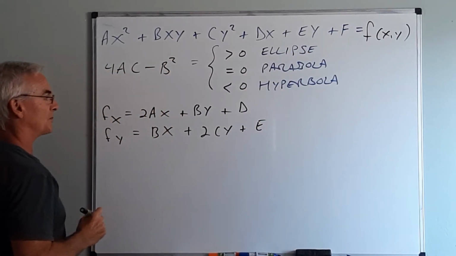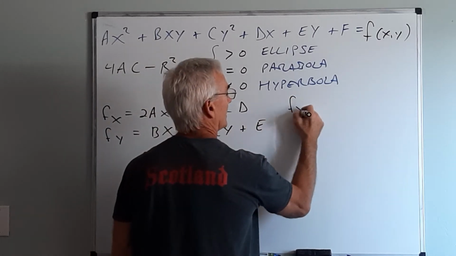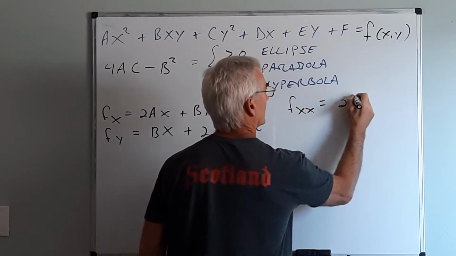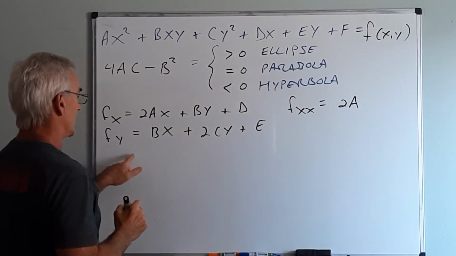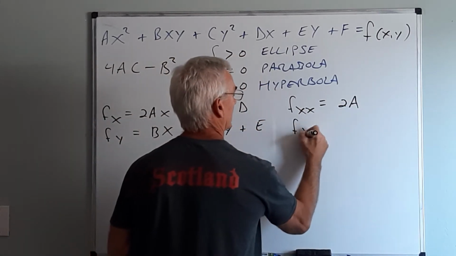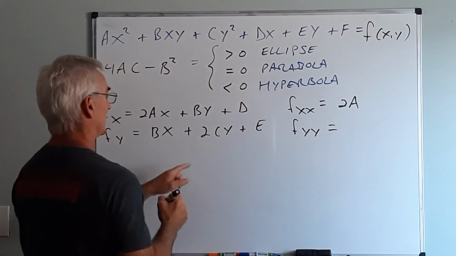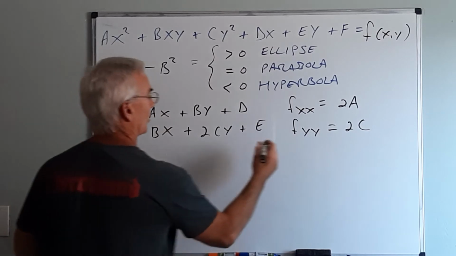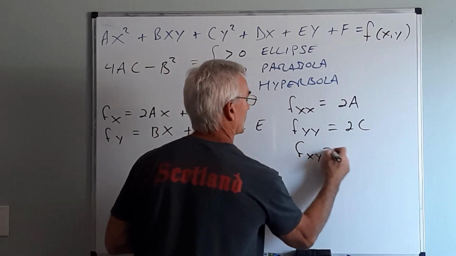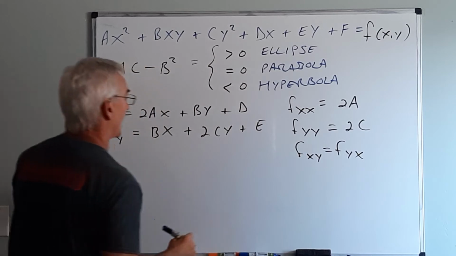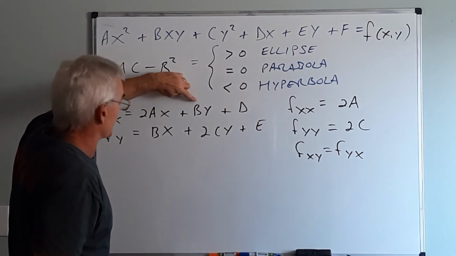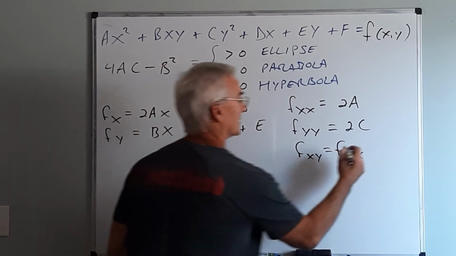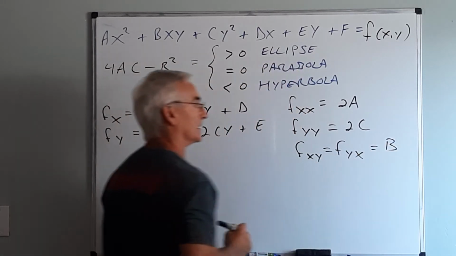Now let's look at the cross partials. fxx would be simply 2a. fyy would simply be 2c. And finally, the cross partial, fxy, which would equal fyx, I either take the derivative of this one with respect to y, or this one with respect to x. In either case, I get b.